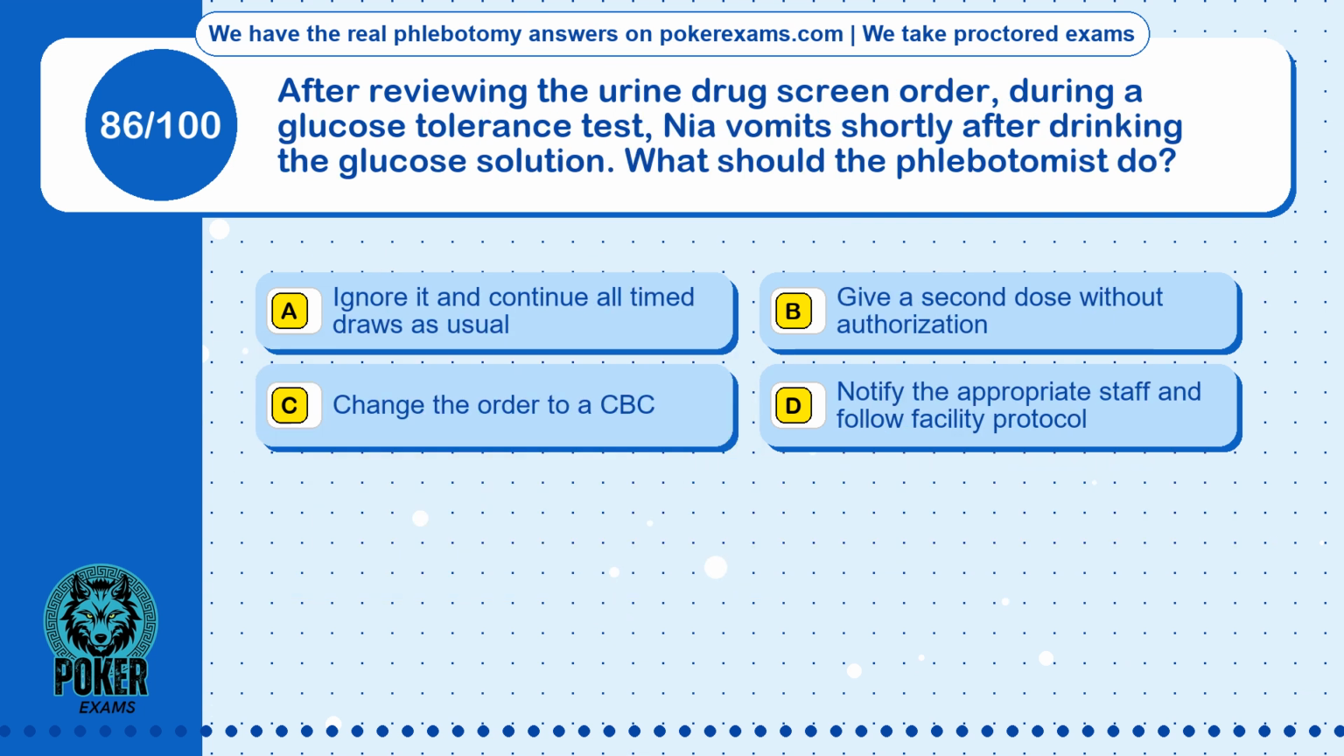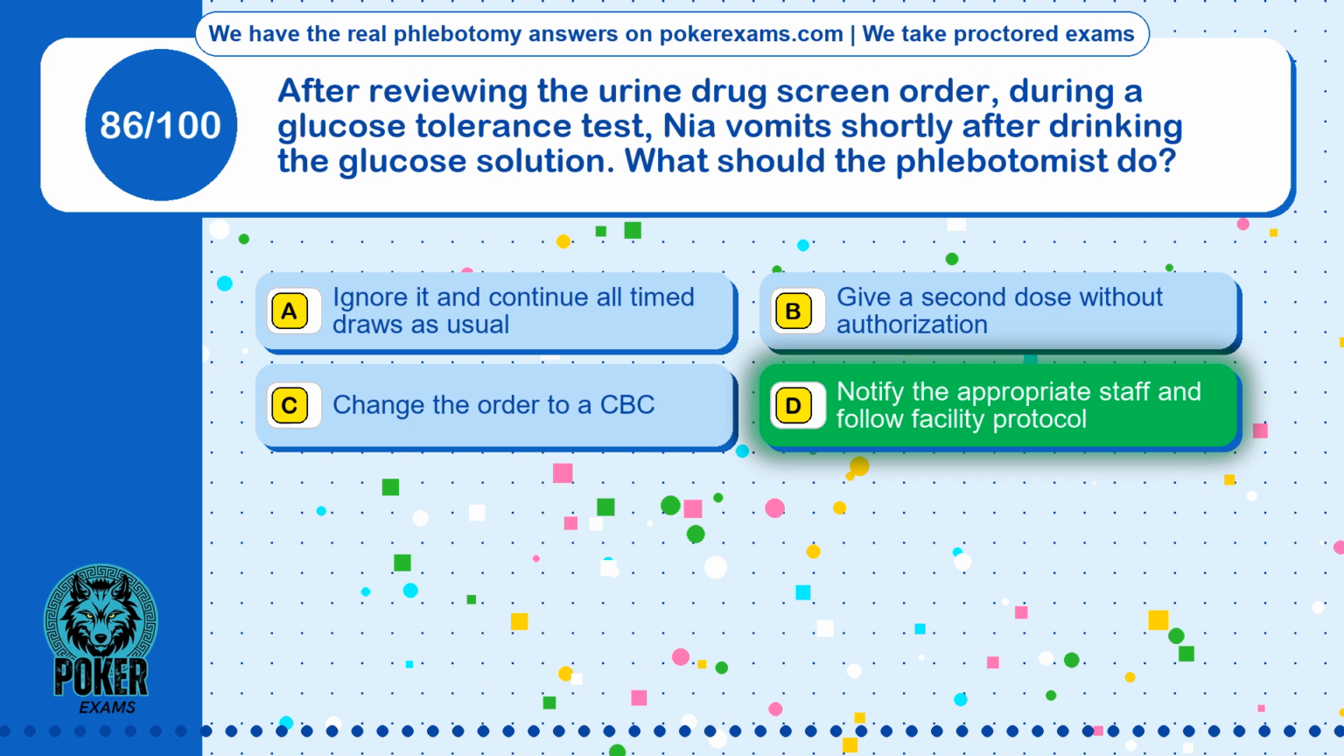Question 86. After reviewing the urine drug screen order, during a glucose tolerance test, Nia vomits shortly after drinking the glucose solution. What should the phlebotomist do? Option A. Ignore it and continue all time draws as usual. Option B. Give a second dose without authorization. Option C. Change the order to a CBC. Option D. Notify the appropriate staff and follow facility protocol.